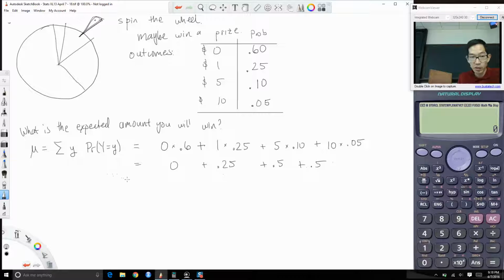And so over the course of time, every time you play the game, you're expected to win $1.25. Okay? Of course, when you play, you never win $1.25. You either win 0, 1, 5, or 10. But because those happen with different probabilities, if you were to play this game thousands of times, your average take will be $1.25.